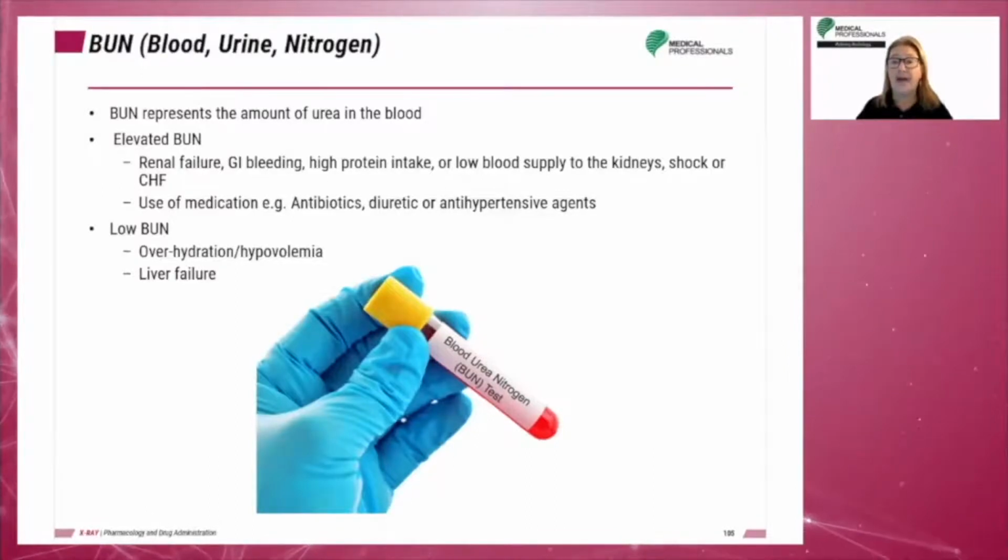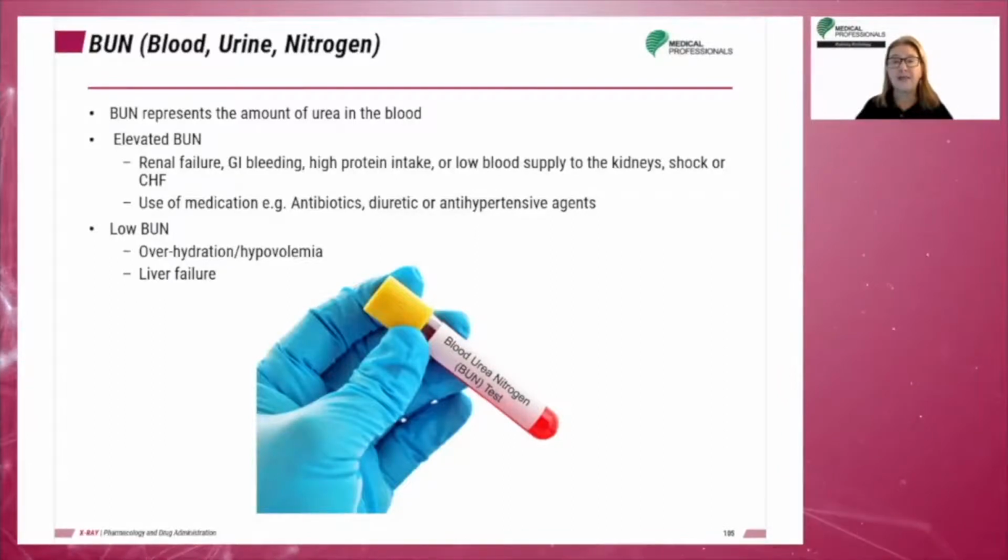Iodine-based contrasts are eliminated by the kidneys. It is therefore important that the patient does not have impaired kidney function before the administration of contrasts. BUN, or blood urea nitrogen, is a procedure that checks kidney function.